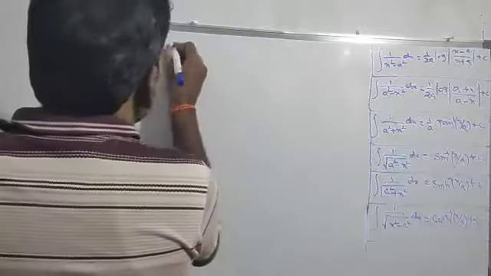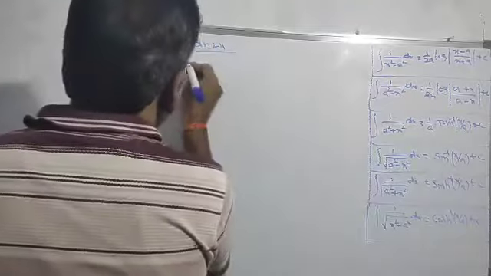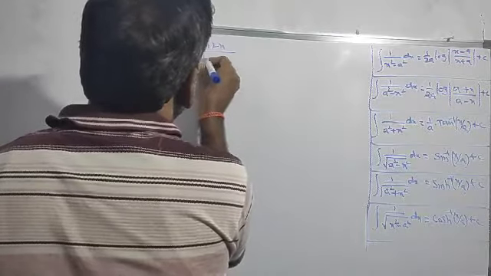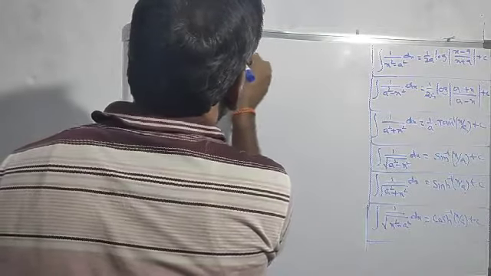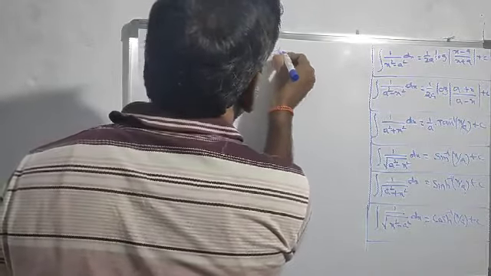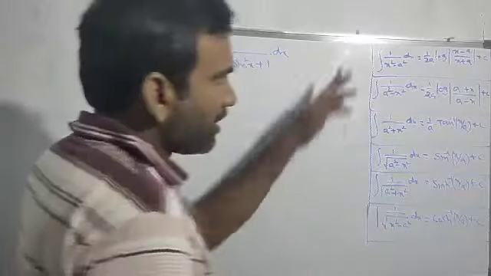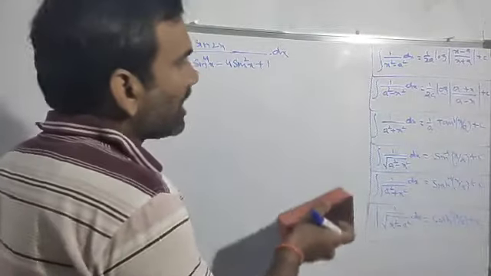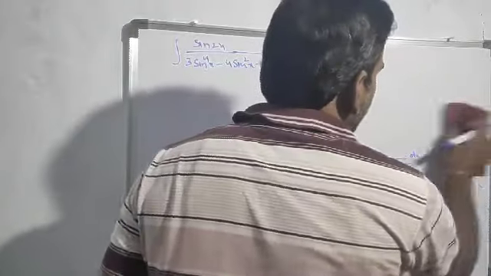By using the substitution process. Evaluate the integral of sin 2x by (3 sin to the power of 4x minus 4 sin square x plus 1) into dx. Okay, so now I am erasing these formulas. In proper time we have to write down that formula and use it. Okay, now I am erasing.